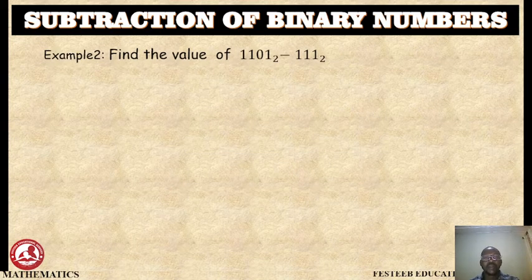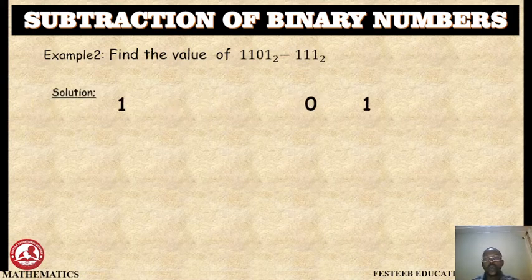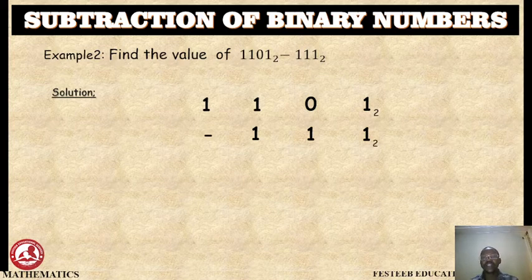Let's take another example here. So this particular one now is also different from previous examples that we have been looking at. Let's get started by arranging the numbers. We have 1, 0, 1, 1. Then we have 1, 1, 1. Let's put the sign and we put the base.